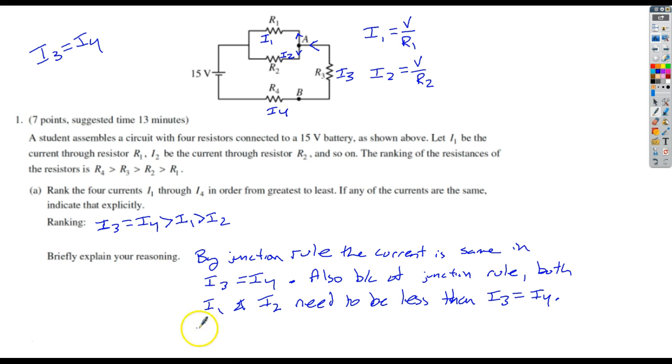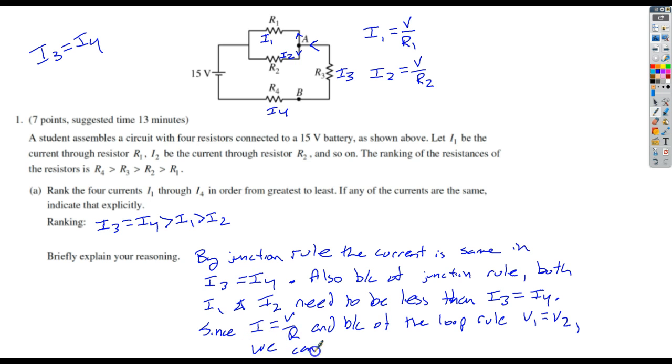At this point now we can say since I is equal to V over R, and because of the loop rule, V1 should be equal to V2, we can reason the larger R has less current, or less I. And then that way we can now say, at this point here, I'll draw an arrow up here. Anytime you need to continue on, if you put it somewhere else, just draw an arrow. They'll have to follow it.